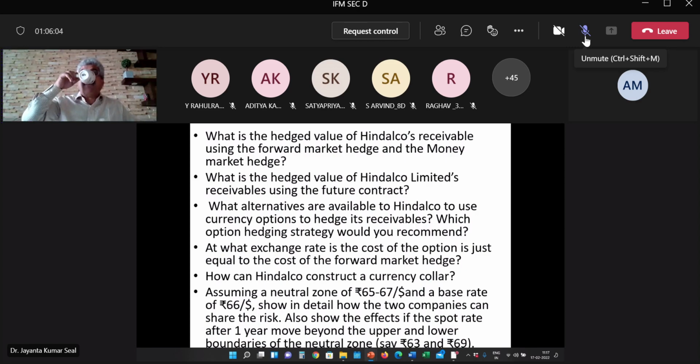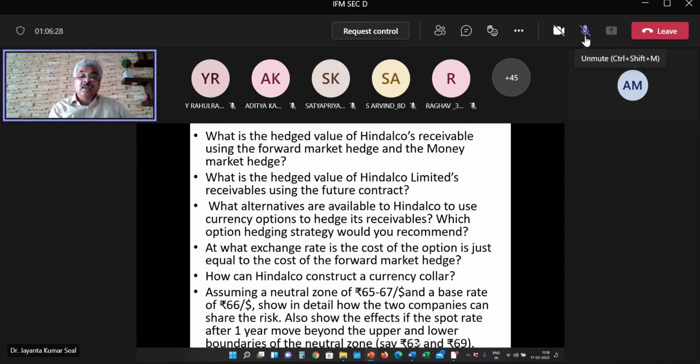Okay. And whether the risk will be shared by them equally or on some other ratios, that will also be decided. So in the book, there is one problem. Here there is only one range, 65 to 67. So in a book, you will see there is a problem with different ranges.